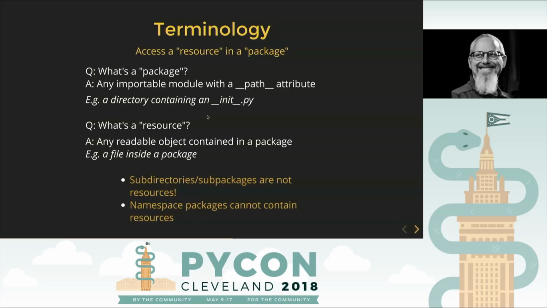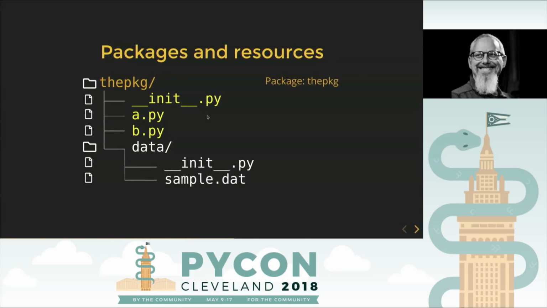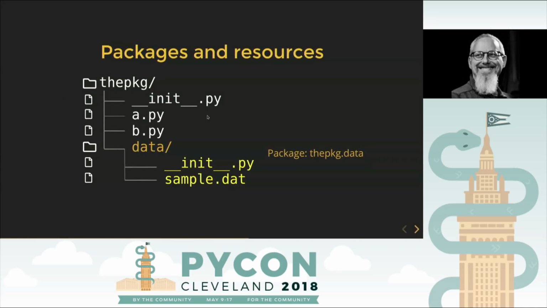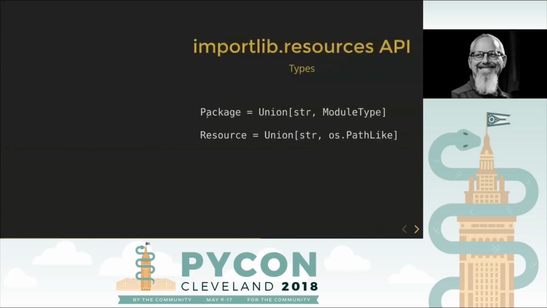An important distinction here is that subdirectories and subpackages are not resources. That's a deliberate choice. Also, namespace packages, the PEP 420 namespace packages, cannot contain resources. They don't actually have a physical location anywhere, so there's no place to put things. So that's the terminology. If we look at our example again, we can see that the package in this case has 3 resources, the 3 dunder init.py files. And the subpackage, package.data, has 2 resources, a dunder init.py and the sample data. Right? So it all makes sense. It's all pretty clear.